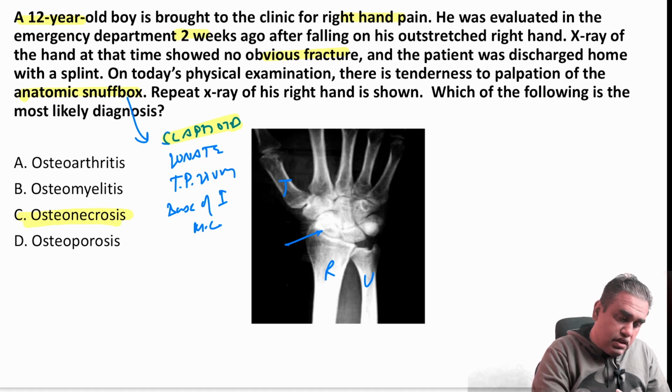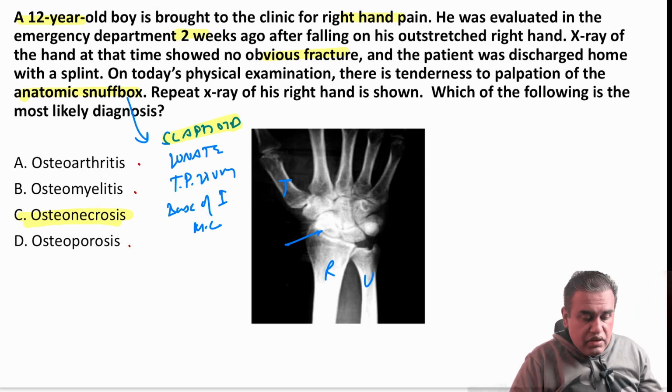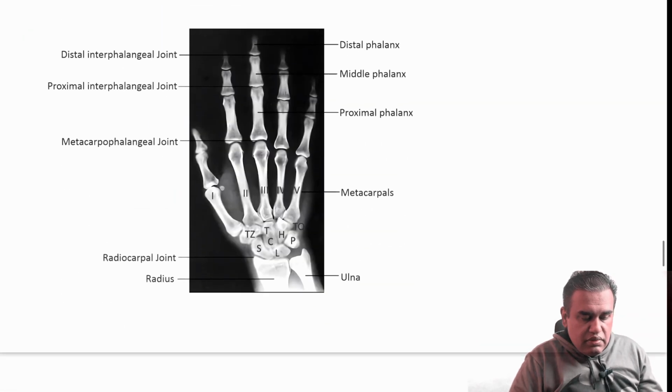It's a case of osteonecrosis. And look at the options too. Arthritis doesn't fit. Myelitis, there is no fever and no history like that. Osteoporosis, look at the age, and you can easily rule out the other options. Infection, there is no history of fever. Osteonecrosis is the answer.